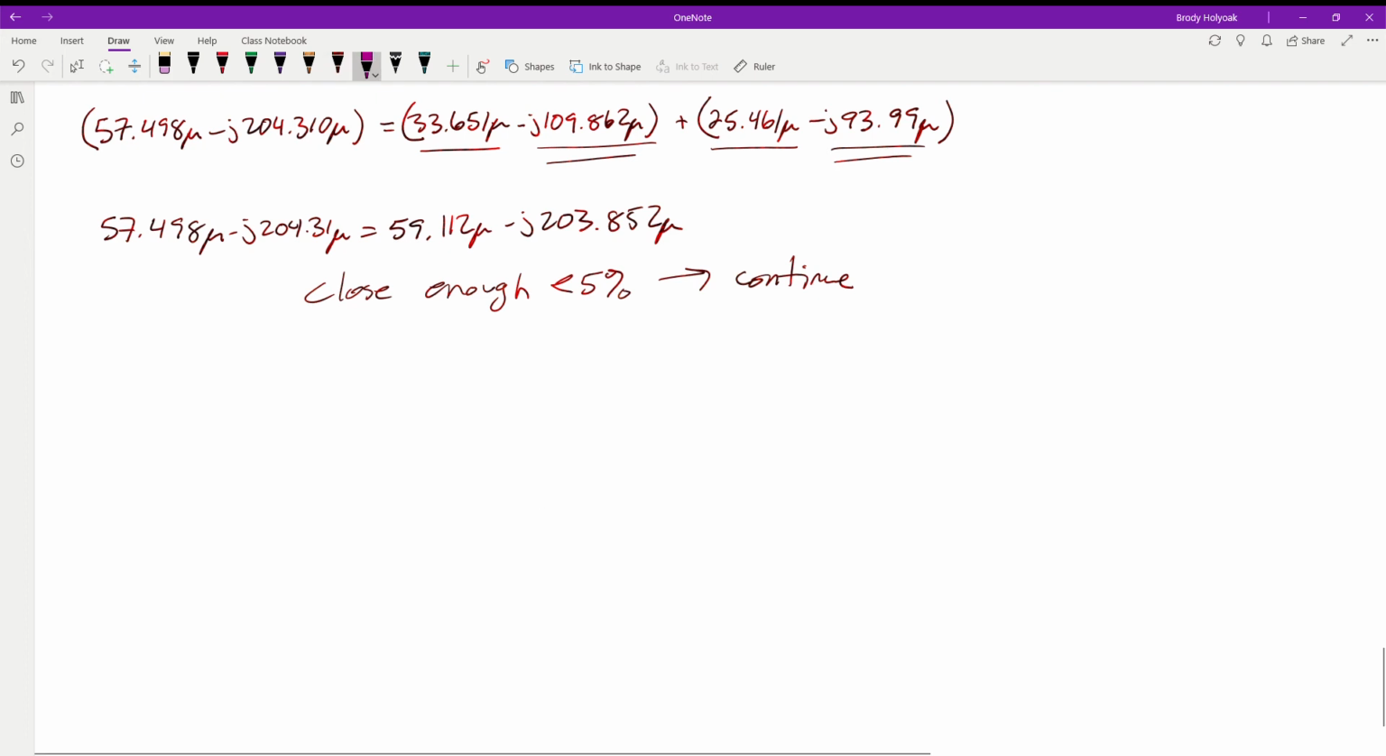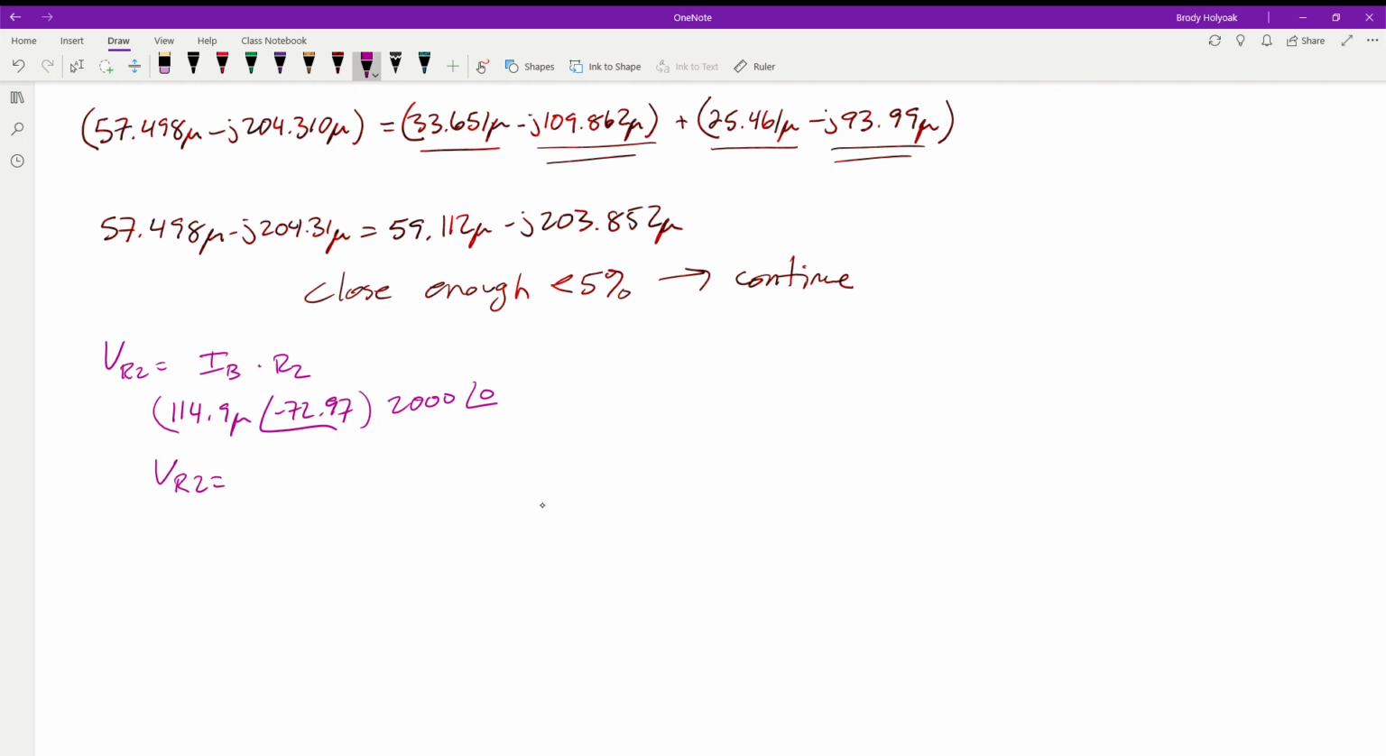Okay, so the next part we have to do is solve for the voltage drops across the last 4 of our components. The voltage drop across R2 is equal to the current in branch B times R2. So we have 114.9 microamps at an angle of negative 72.97 multiplied by the 2000 ohms at 0. So the voltage drop across R2 comes up to be 229.8 millivolts at an angle of negative 72.97 degrees.